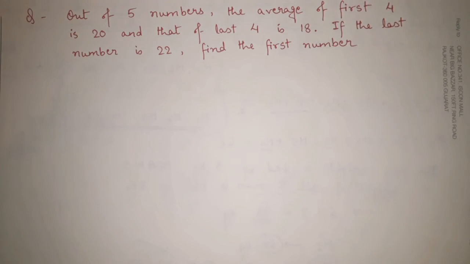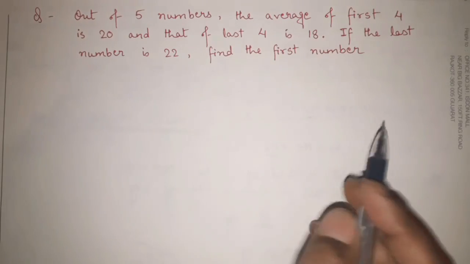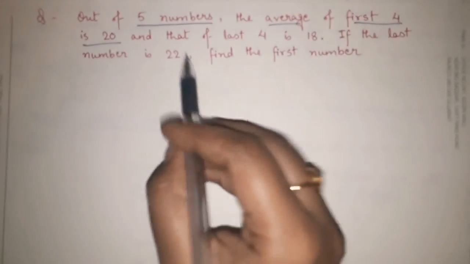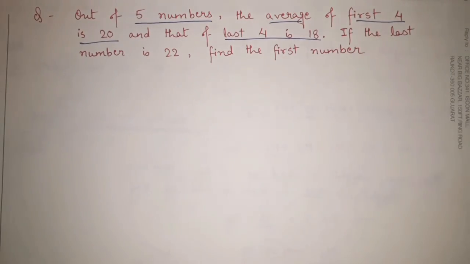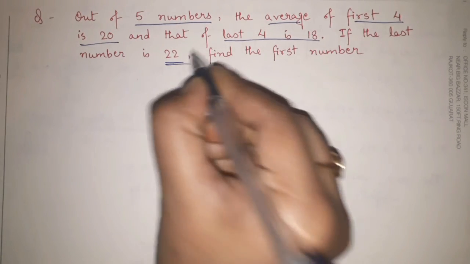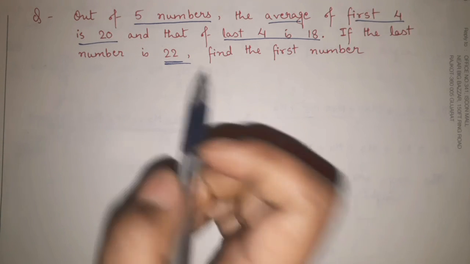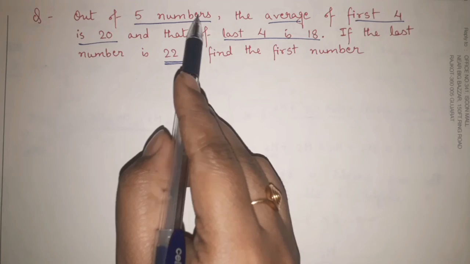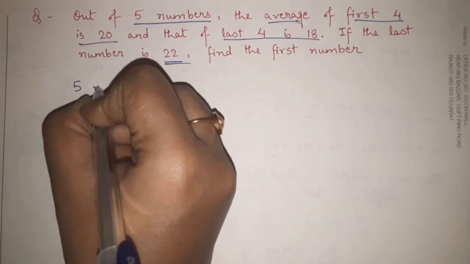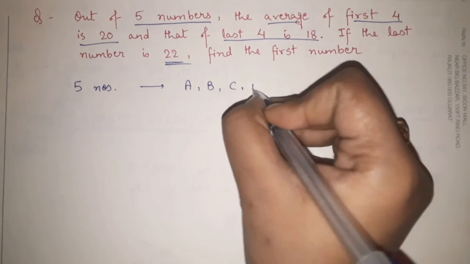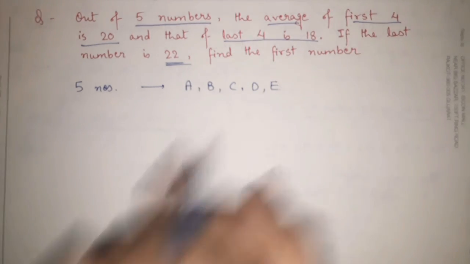Out of 5 numbers, the average of first 4 numbers is 20 and the last 4 numbers is 18. If the last number is 22, find the first number. So again, this is also a very interesting question and a simple one also. So see what they are saying, that total out of 5 numbers. So total we are having 5 numbers. We don't know which numbers are there. So let's call them A, B, C, D, E.